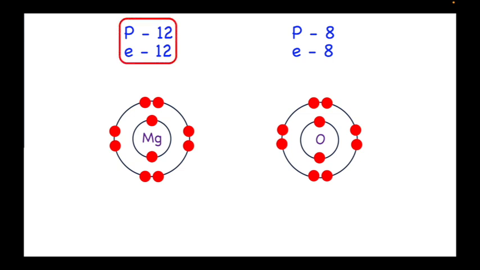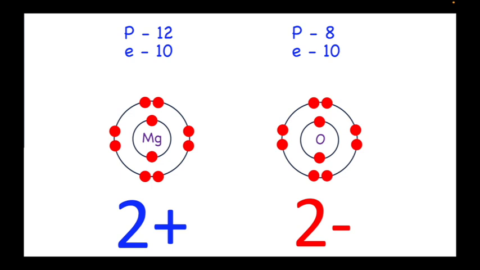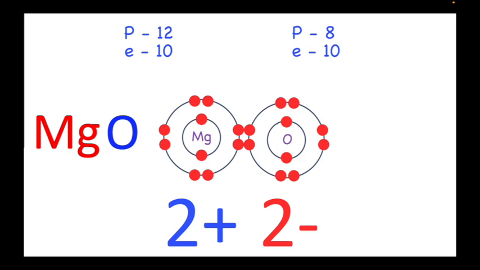After the transfer, magnesium has 12 protons and 10 electrons. It becomes magnesium 2 plus, and oxygen has 8 protons and 10 electrons. It becomes oxygen 2 minus. Both now have stable configurations and attract each other even more strongly because two electrons are involved in the transfer. This forms magnesium oxide, called MgO.